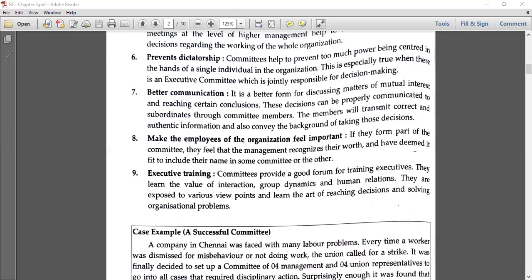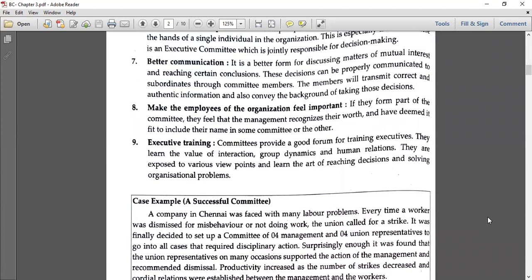Then the eighth point is to make the employees of the organization feel important. As I said just a few minutes before, any person who works for the organization wants to be an important part of the organization. Let it be whatever their position or job designation, they want that belongingness to the organization. And being a member of some committees, management recognizing the worth of the worker through the committee meetings and including their name in a committee makes the employees feel more important.